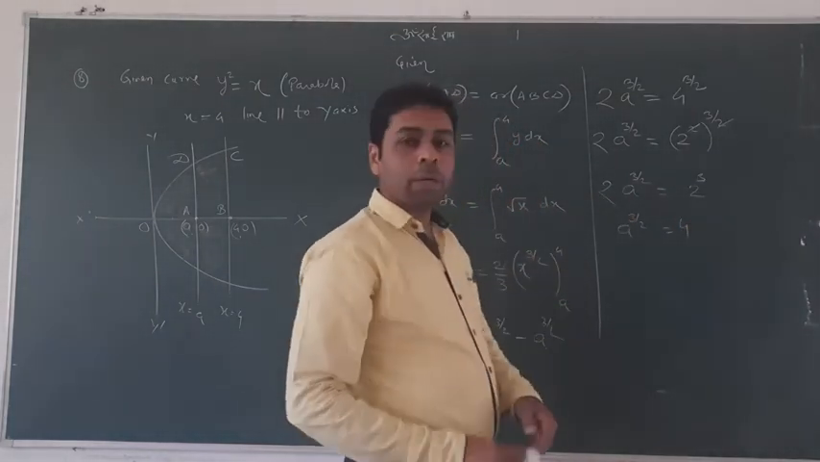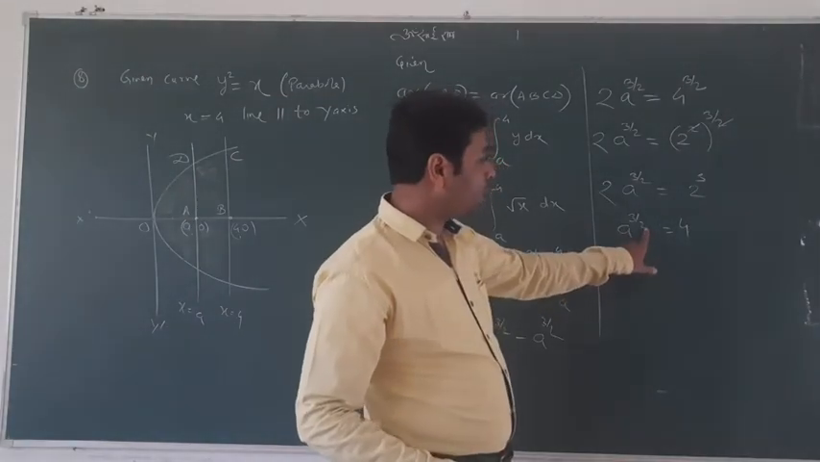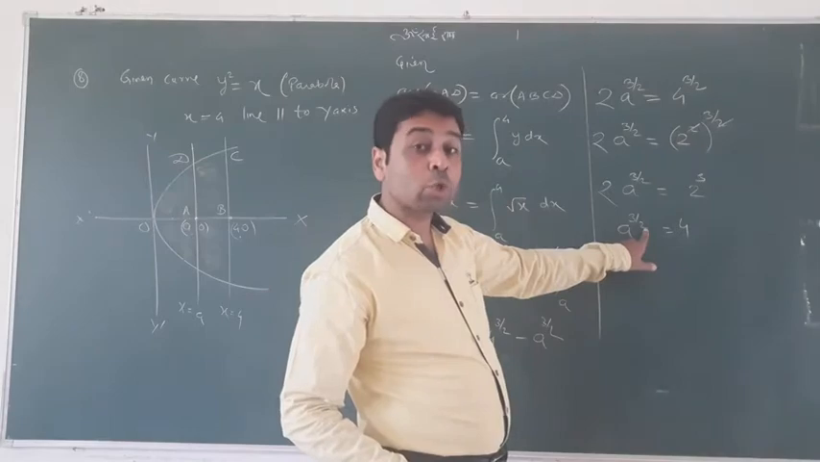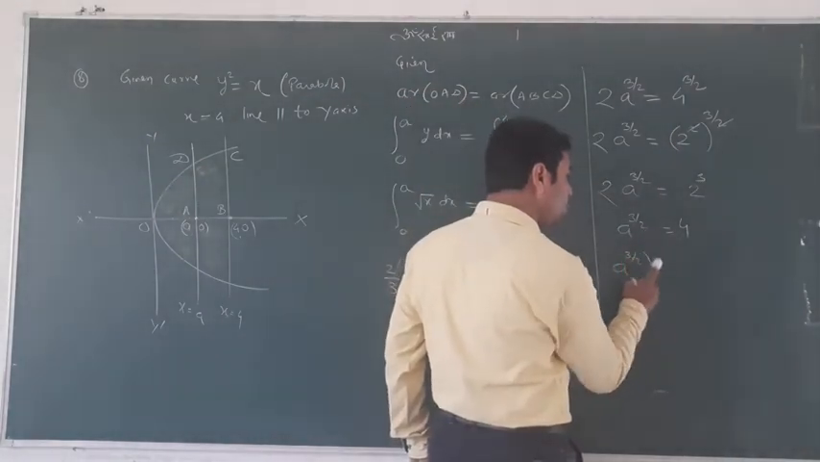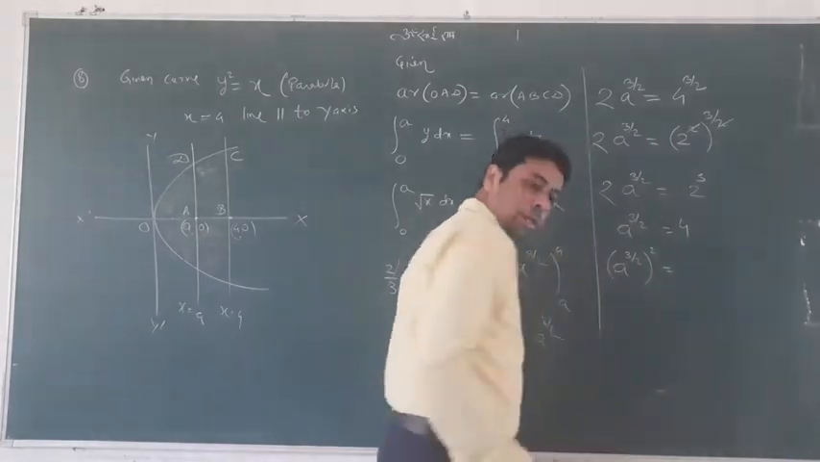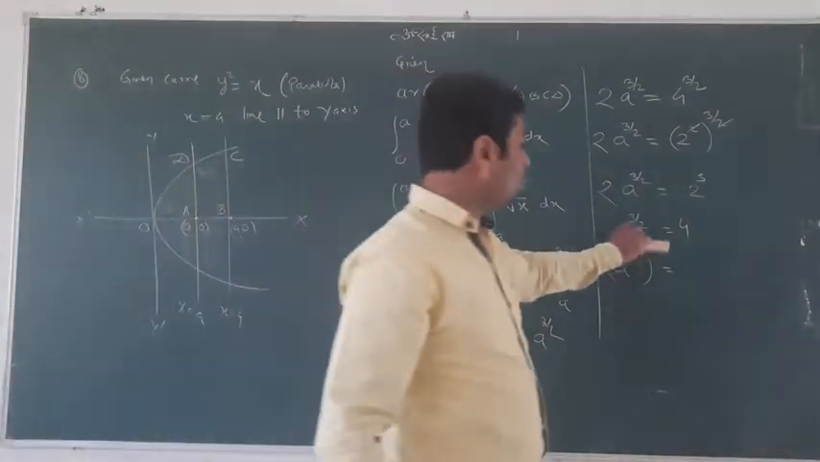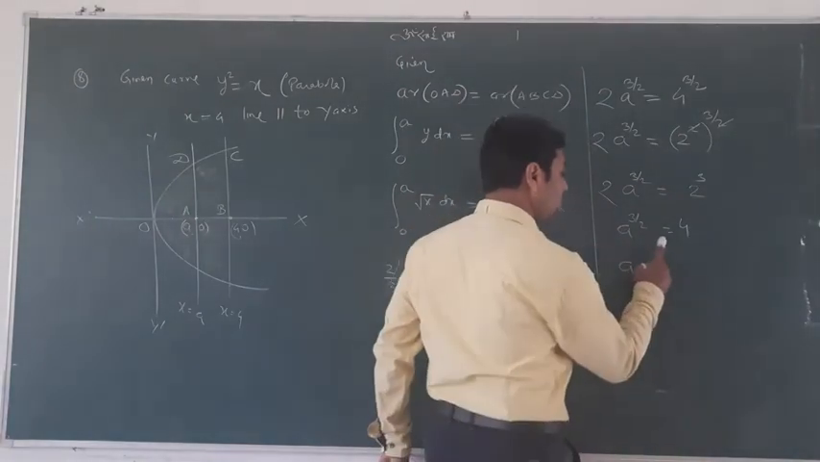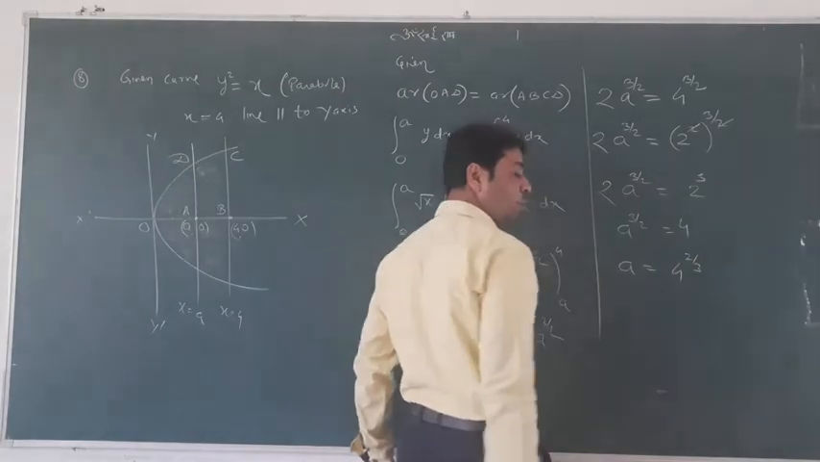Now how to go with this? First of all, we try to eliminate this 3 by 2 power. So we will take the power on both sides. a to the power 3 by 2 equal to 4; you just transfer the power, 3 by 2 will go as 2 by 3.